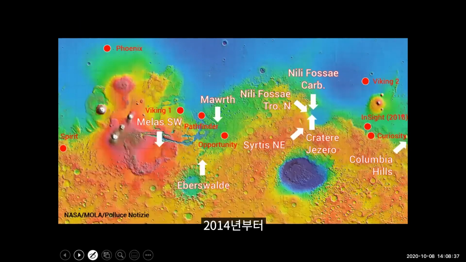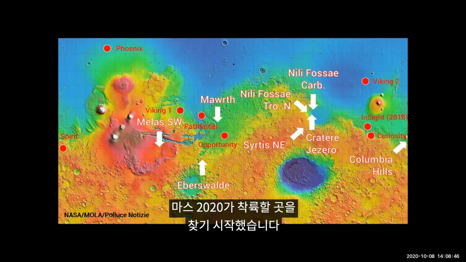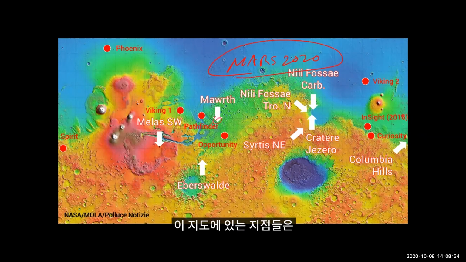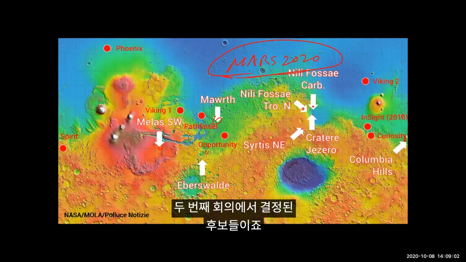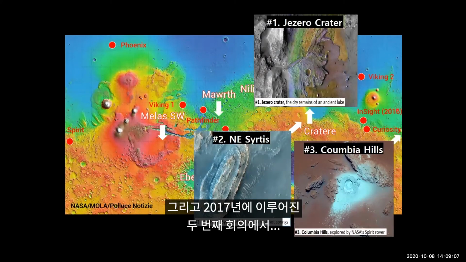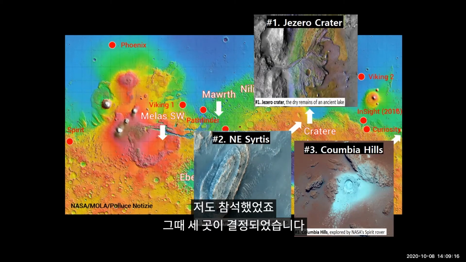So since 2014, scientists all over the world got together to prepare for a landing site for Mars 2020. So we started to wonder where we should send this new machine, this $2.3 billion machine. So these are the candidate landing sites scientists chose in 2014, at the second meeting. And then 2017, the third meeting, at the third meeting I attended, we finalized 3 landing sites.